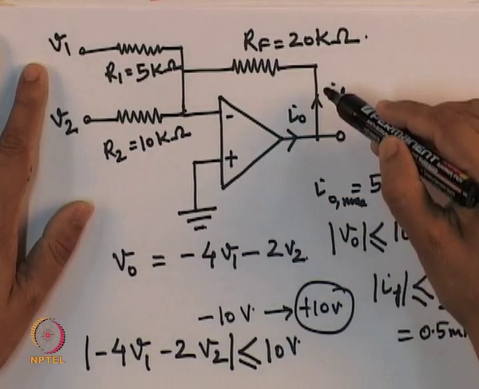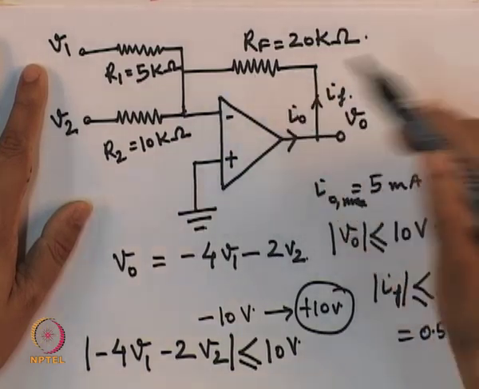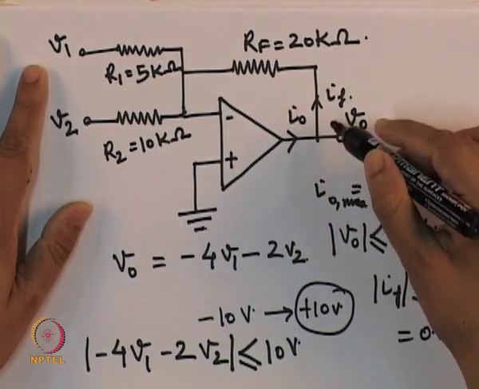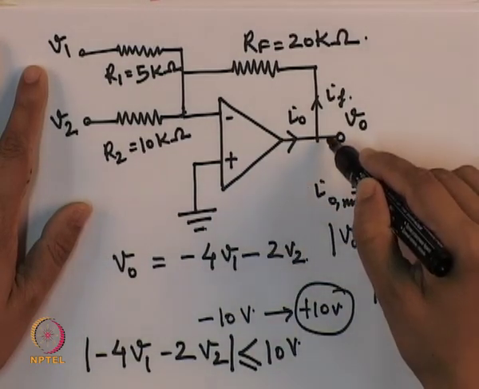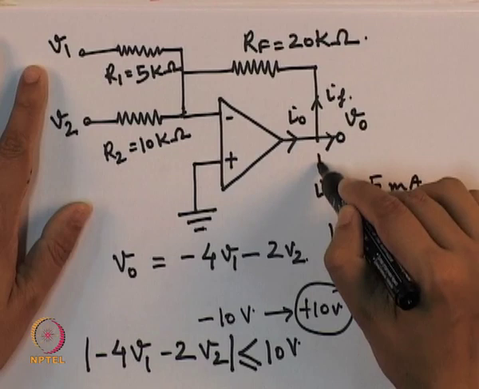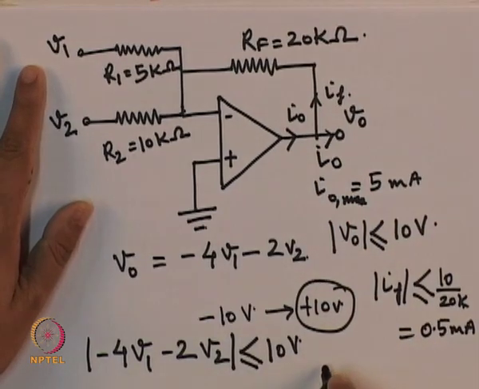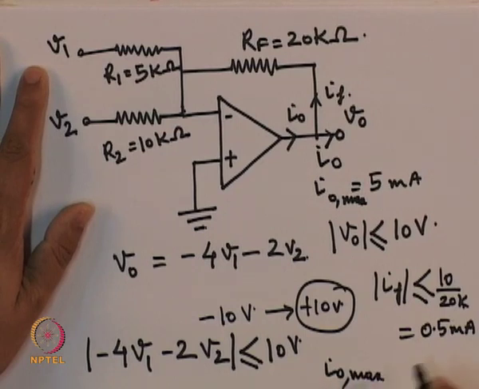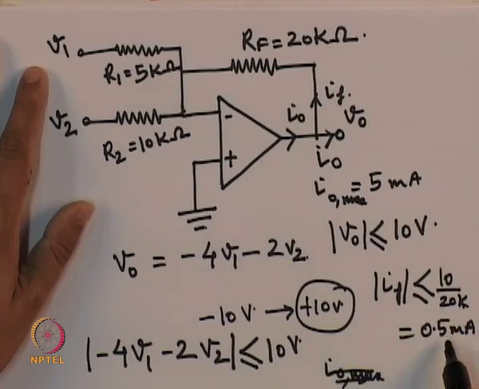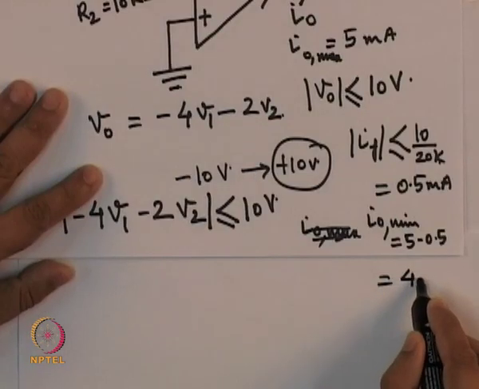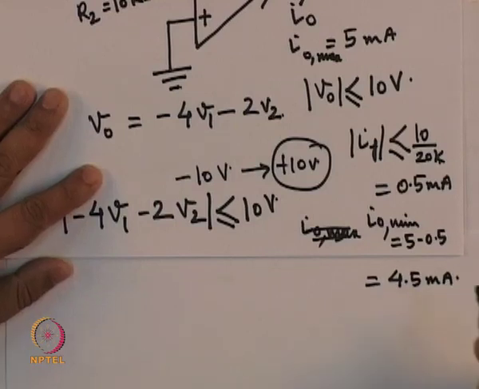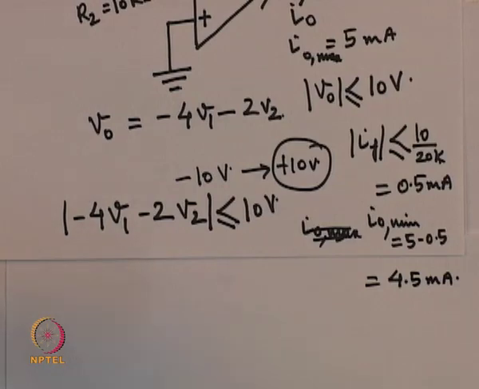So, suppose we are assuming the maximum current is being fed to this RF, which is 0.5 mA, and the maximum current that can be supplied by this op amp is 5 milliampere. Then what is the maximum current that can be supplied to the next stage, that is IO? So, then IO max, or I should say it is the minimum, sorry, because IF will be lesser than 0.5 mA. So, IO minimum will be equal to 5 minus 0.5, which is equal to 4.5 milliampere. So, this is the minimum current that will always be present.